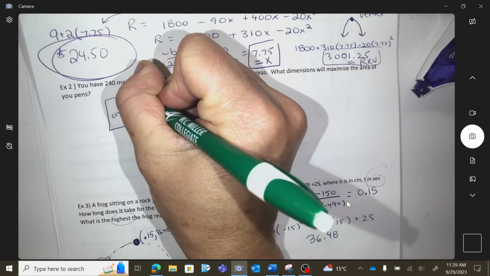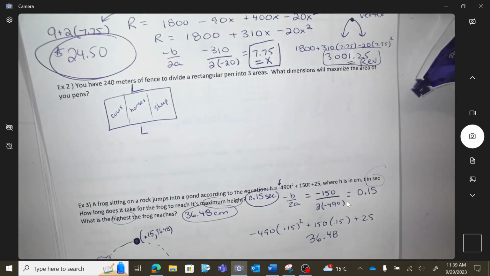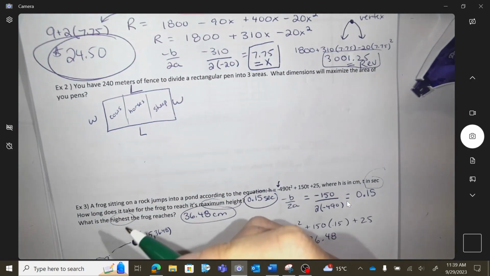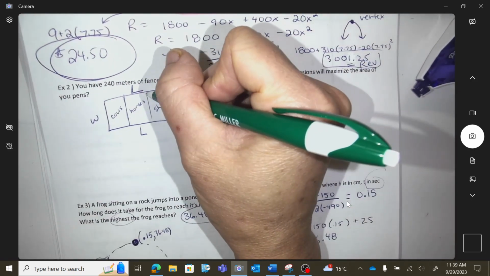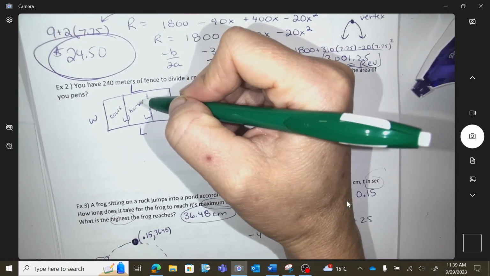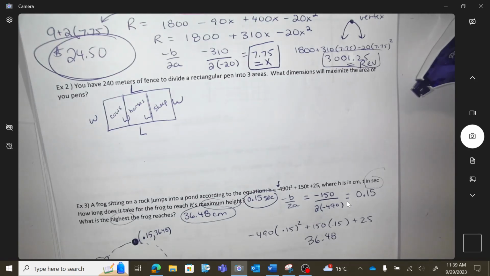So we're going to go length, and then we're going to call these the widths. You're going to need a strip of fence there, and a strip of fence there as well, right? Does that make sense? Okay, first step. If you add all those lines of fence, it's going to make 240 meters. Does that make sense? If you add up all those pieces of fence.